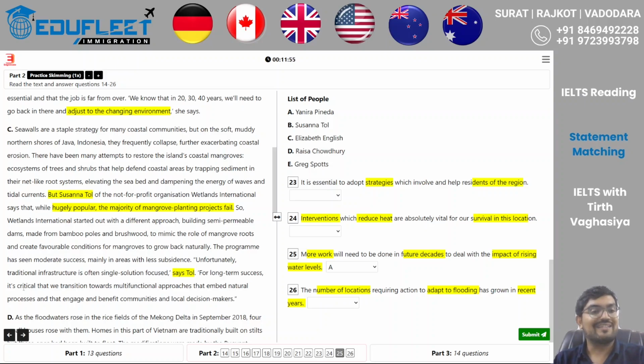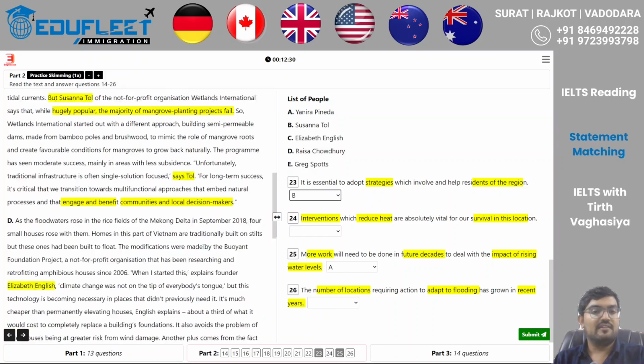For long term success, it is critical that we transition towards multifunctional approaches that embed natural processes and that engage and benefit communities and local decision makers. So there is a mention of communities and local people. They should be engaged and they should get benefit. Now that is statement number 23. It is essential to adopt strategies which involve and help residents of the region. So this answer is going to be 100% B.